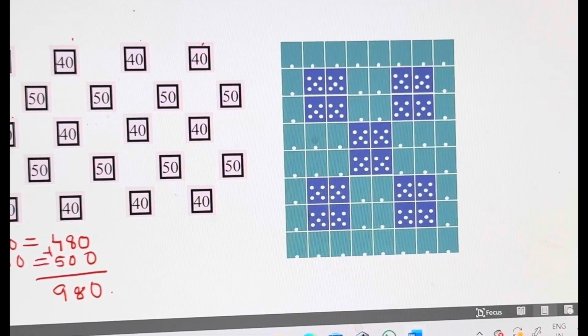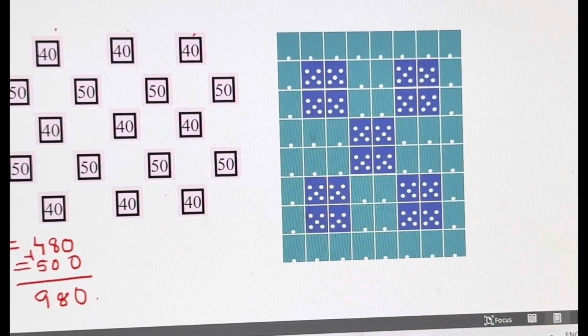Now let us see the other figure, that is question number B. If we see here, we need to count the dots, right? You can see there are some dots in the figure. The green colored ones have only a single dot, and the blue ones have 5 dots in each square, right? Now to count, first let us count the single squares. How to count them? First we count the number of rectangles.